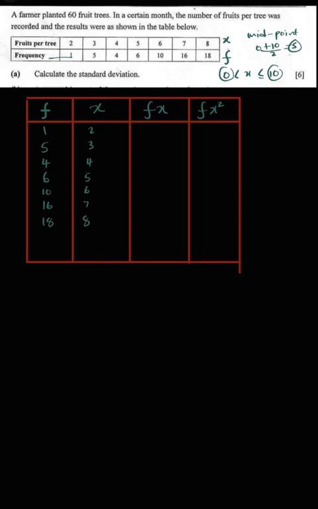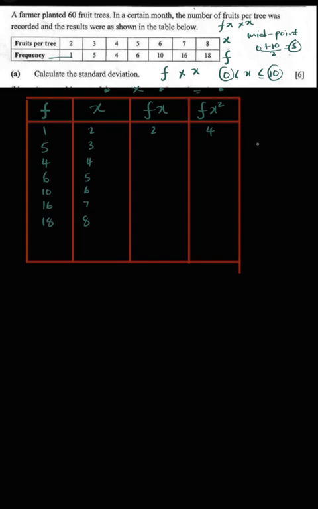Then we need to find fx. fx simply means get the value of f, then multiply it by the value of x. So for each value, we need to finish all the way up to there. So 1 times 2 will give us fx, so that is 2. Then fx squared simply means once you find fx, multiply it by x again. So this value multiplied by this will give you this value here. So 2 times 2, that will be 4.